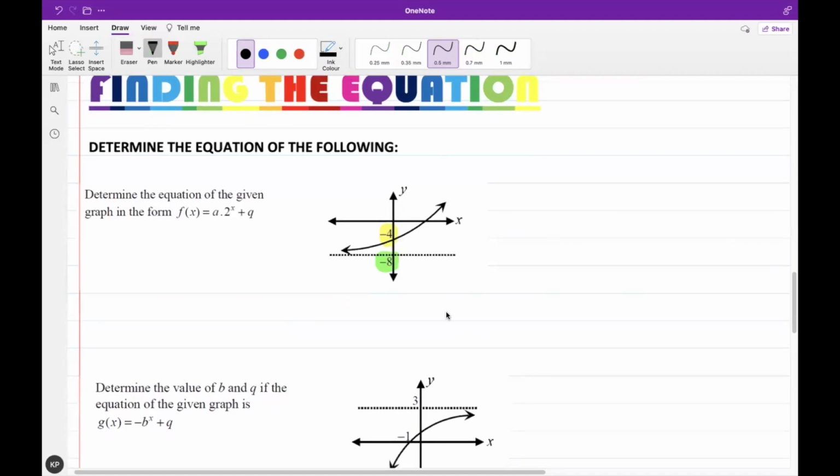I can fill it in at q. So then I can start off by saying f of x is equal to a times 2 to the power of x minus 8. And that's my q filled in. I don't know why my pen is suddenly so thin.